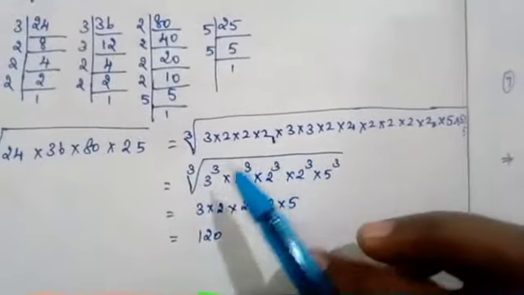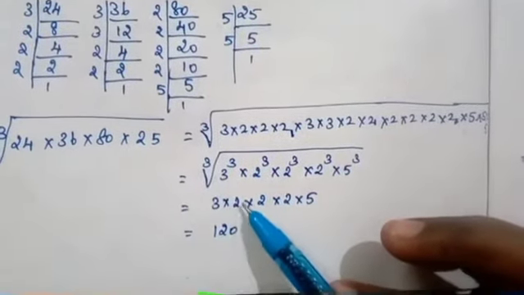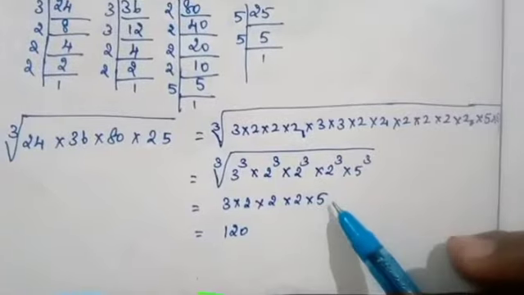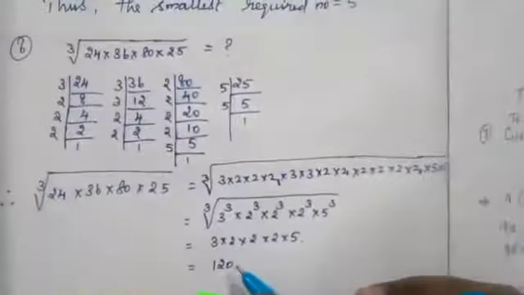Now the cube and cube root cancel. The cube and cube root cancel. So 3 into 2 into 2 into 2 into 5. Multiplying, it becomes 120.